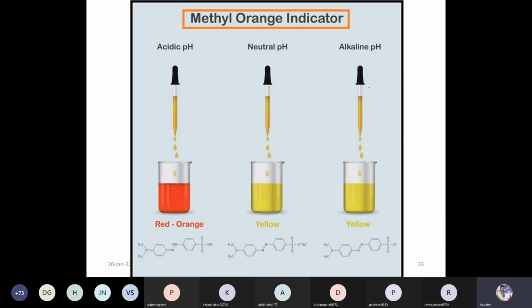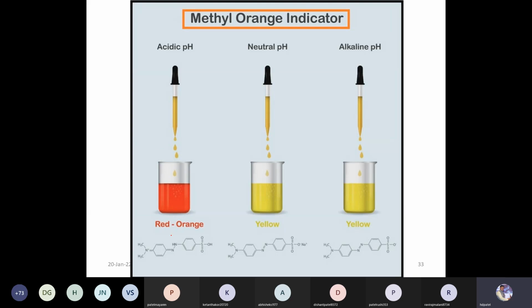Now, as we know, methyl orange we can use as an indicator. So when it is red, when it is yellow. So at acidic pH, methyl orange gives red color, red orange color.